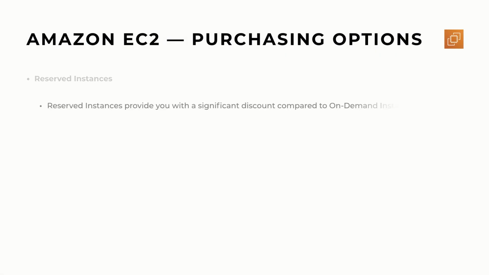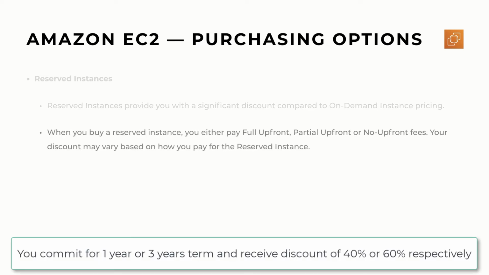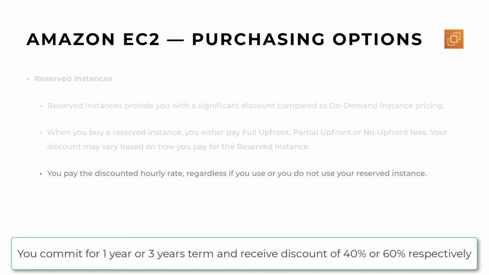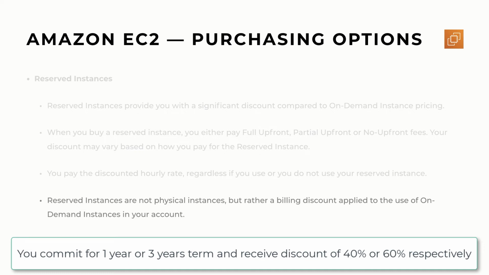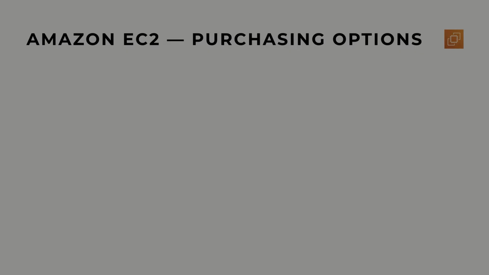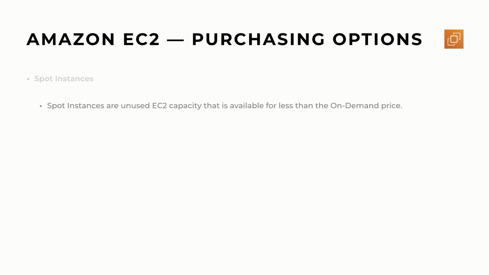Reserved instances provide you with a significant discount compared to on-demand instance pricing. When you buy a reserved instance, you either pay full upfront, partial upfront, or no upfront fees. Your discount may vary based on how you pay for the reserved instance. You pay the discounted hourly rate regardless if you use or you do not use your reserved instance. The reserved instances are not physical instances, but rather a billing discount applied to your use of on-demand instances in your account.